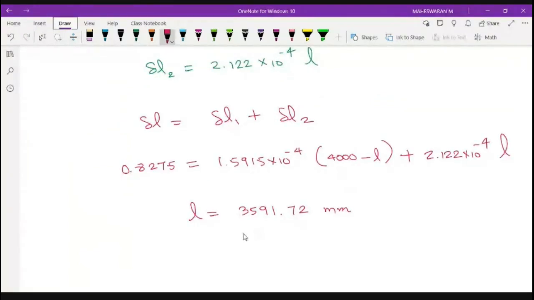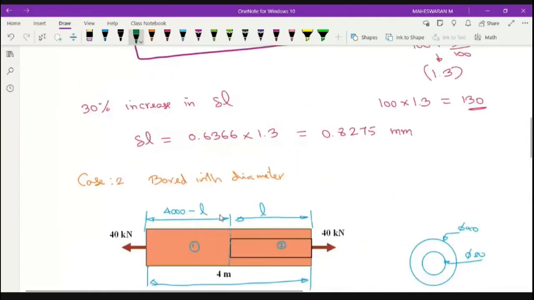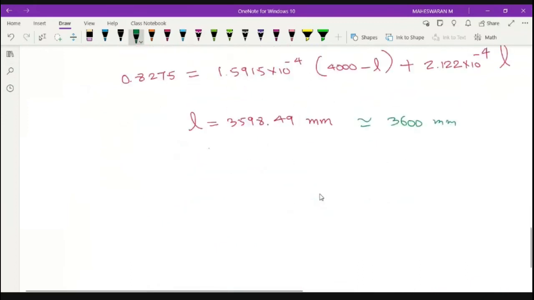Okay, 3598.49. So it is approximately around 3600. Right? So I can say that it is approximately 3600 mm. Which means I have to make a hole of around 3600 mm in order to get the 30% increase in my change in length. Okay. So this completes our problem.